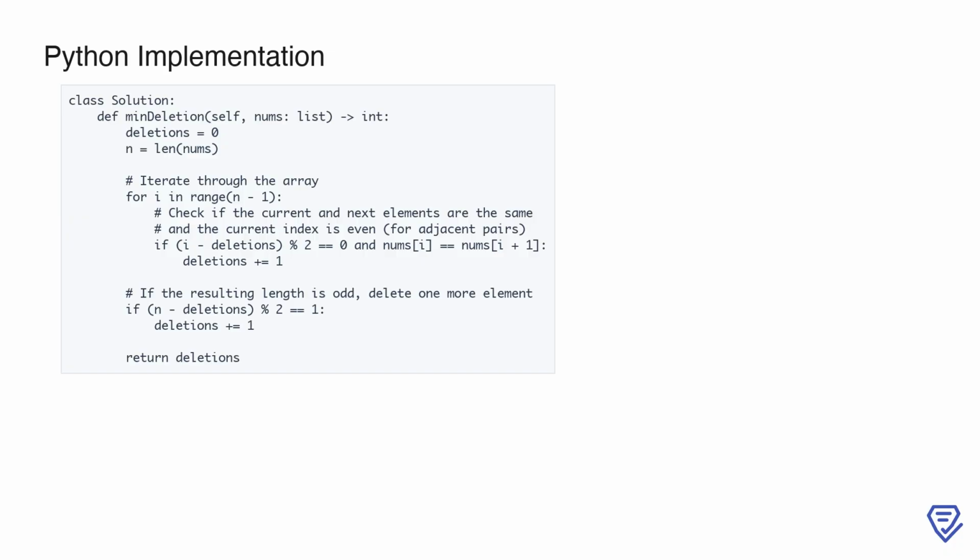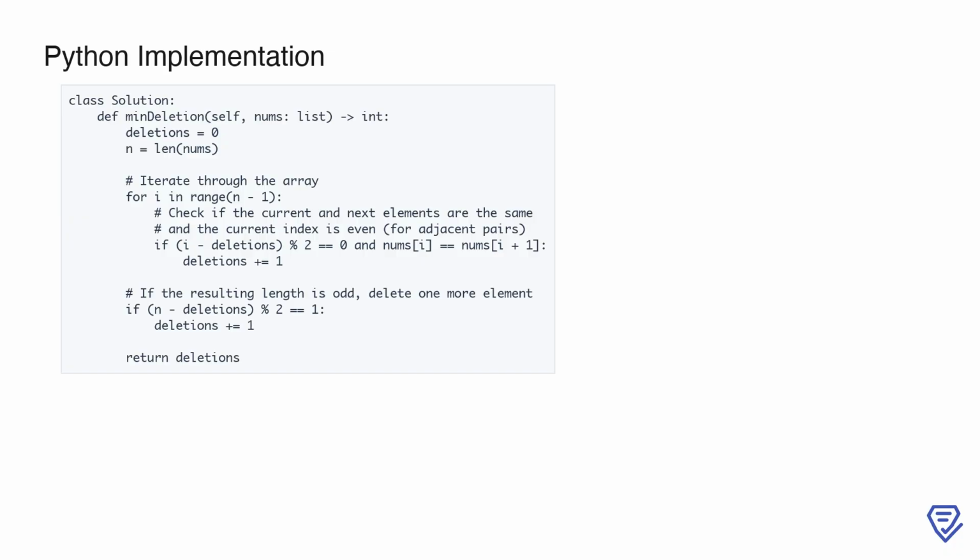Here's a detailed explanation. 1. Initialization. We start by initializing deletions to 0. This will keep track of the number of elements we remove from the array. The length of the input array nums is stored in n for convenience. 2. Iterate through the array, using a for loop. We iterate through the array from index 0 to n-2, inclusive. This ensures that we can compare each element with its next neighbor.